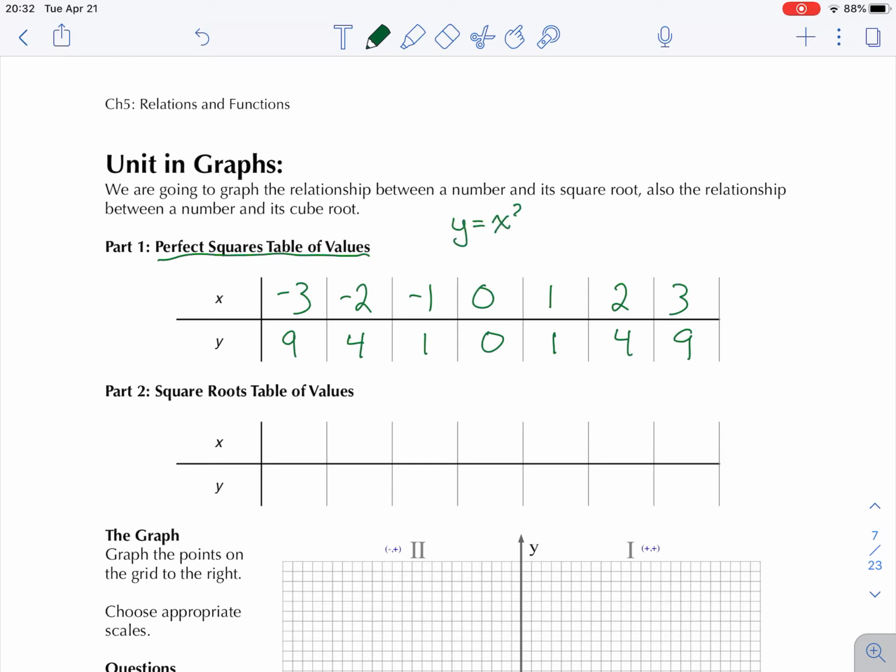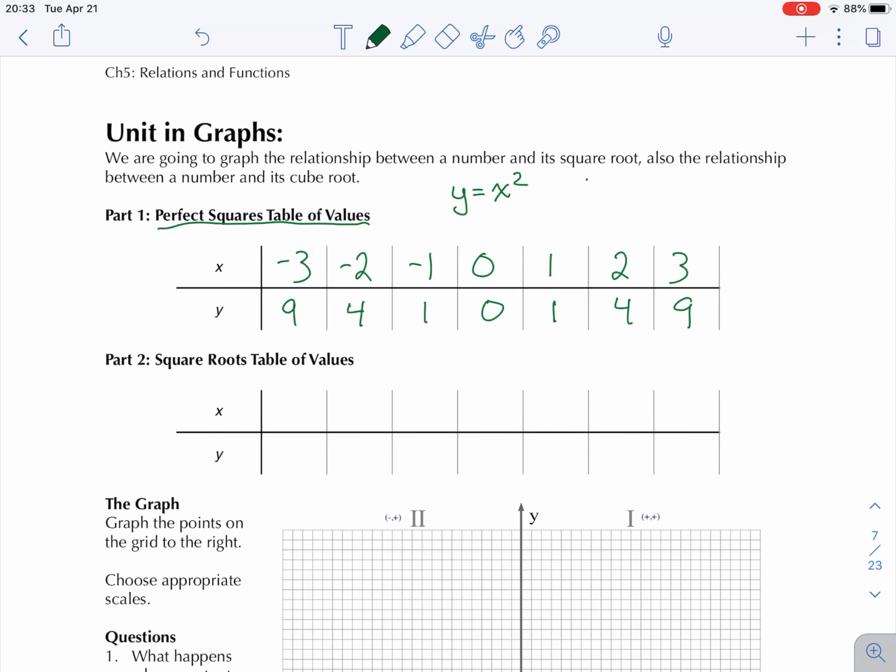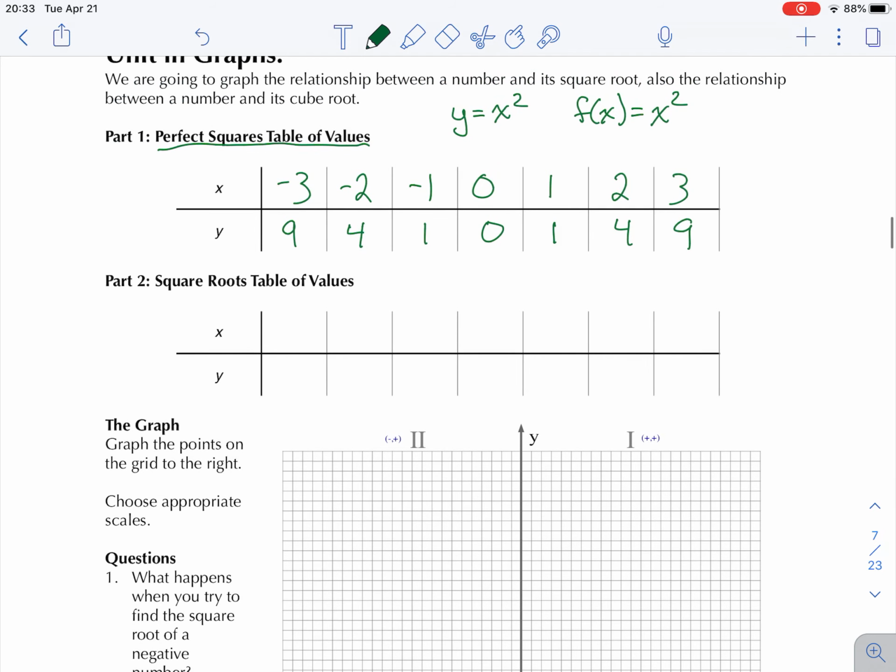If I want to write this relation as an equation, I can write it like this. y is equal to x squared. I can also write this as a function. f of x is equal to x squared.